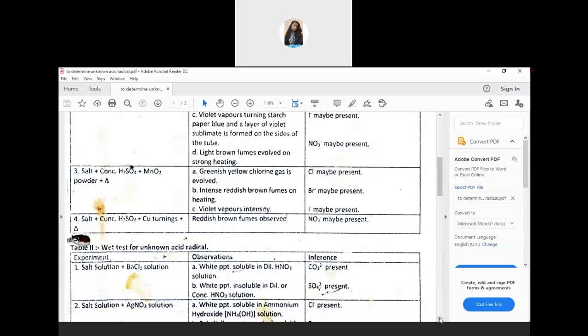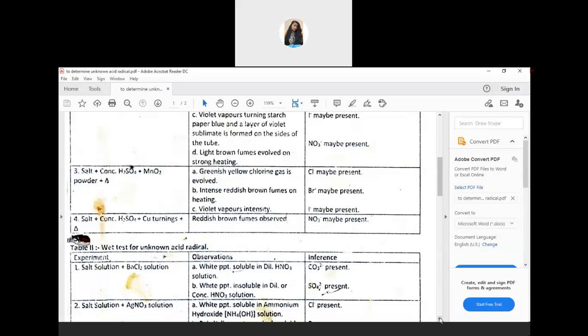For this experiment, you can see reddish brown fumes. If you see these reddish brown fumes present in the test tube, that means nitrate ion is present. So these four tests are dry tests. You cannot use water or any solvent. After that, you have to go to the wet test for unknown acid radical. By the dry test, we can know that any one ion will be present.